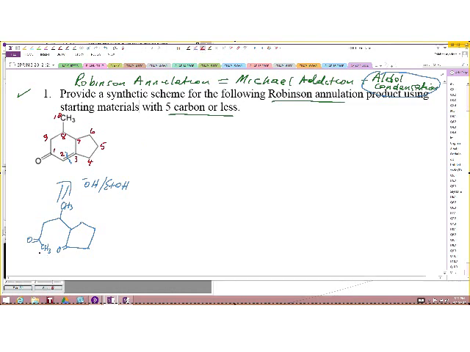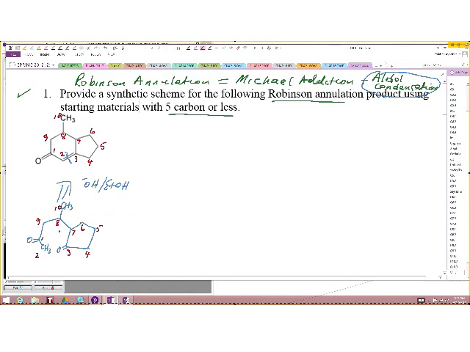So let me go ahead and number this. This is still our carbon number 2 right here, and this is our carbon number 1, and this carbon number 3, 4, 5, 6, 7, 8, 9, and 10. Taking a look at what we have here.